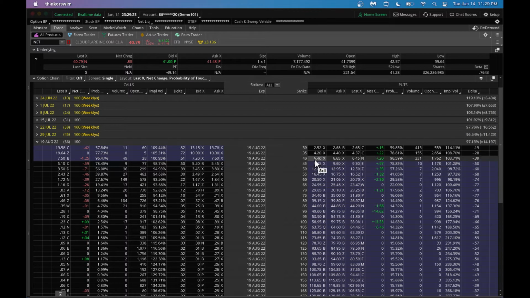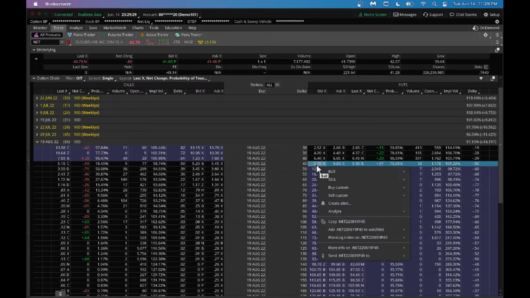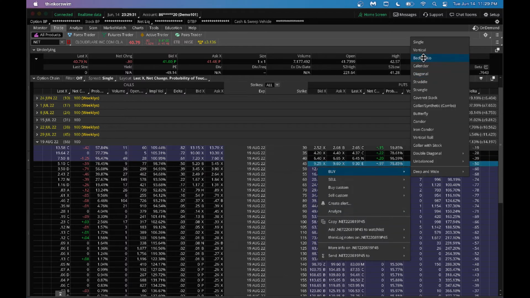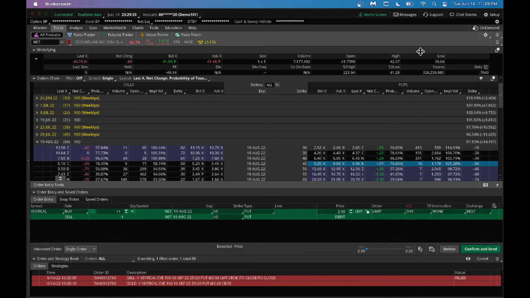You could do 45/40 or even 40/35 is also okay. You could buy one of these spreads. Let's try 45 and 40 here. You could buy this vertical spread. This will be a little pricey. Look, you're paying $2.90. It's a $5 wide spread here. So the remaining portion of the $5 wide spread, around $2.10, is your profit potential here.